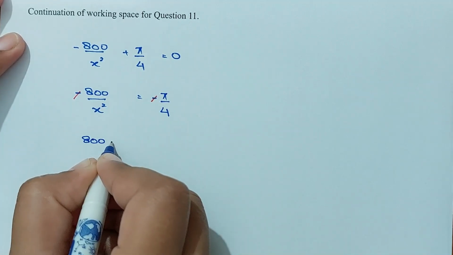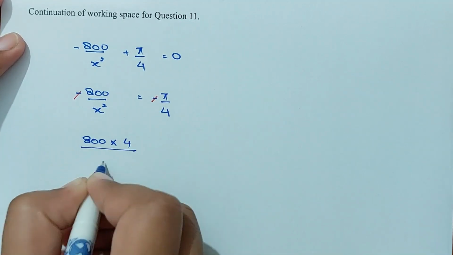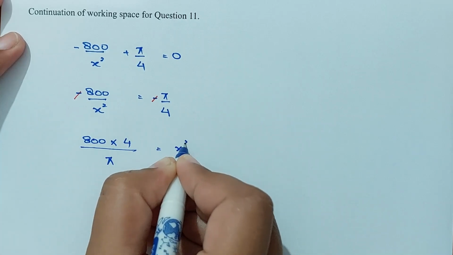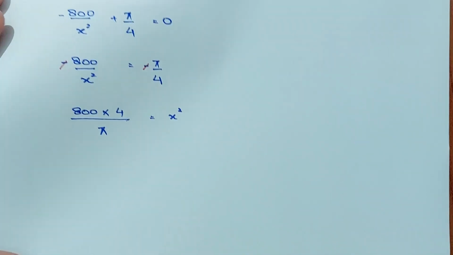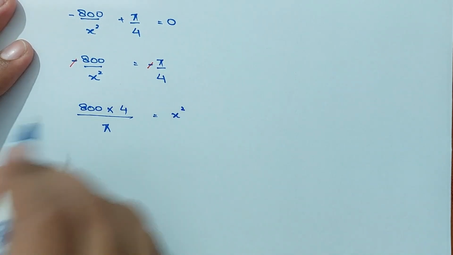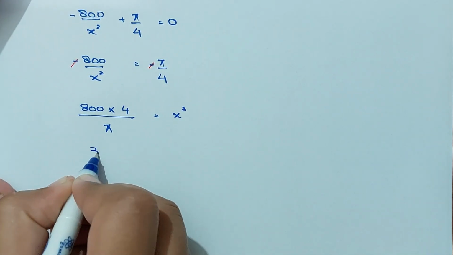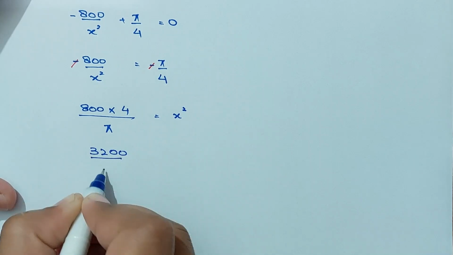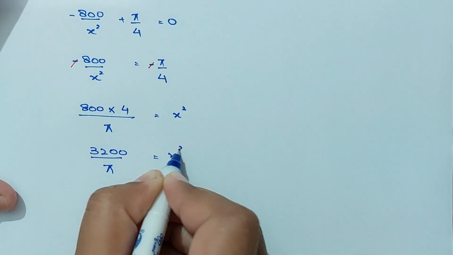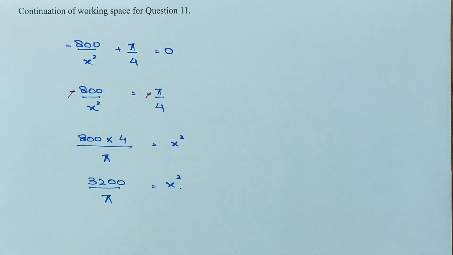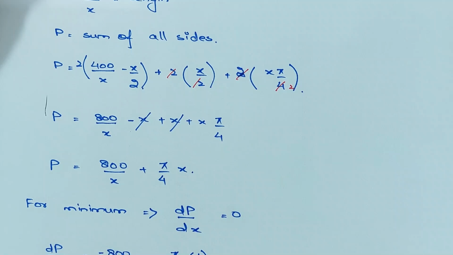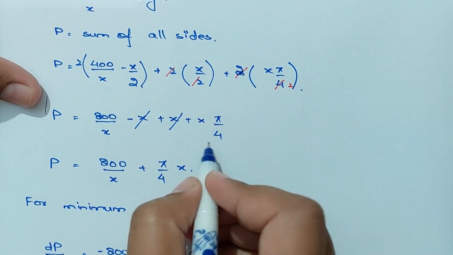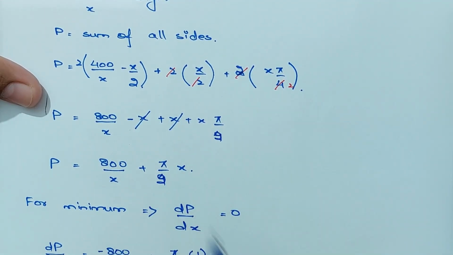800 times by 4 divided by pi, and this is equals to my x square. 4 is multiplying over here, pi is over here, and x square is on the other side. 4 times 8, this is 32. So 3200 over pi, this is my x square. Okay, now let me solve for x. Wait a minute, this is pi by 2, not pi by 4. Yes, I already cancelled it out, so it is pi by 2.